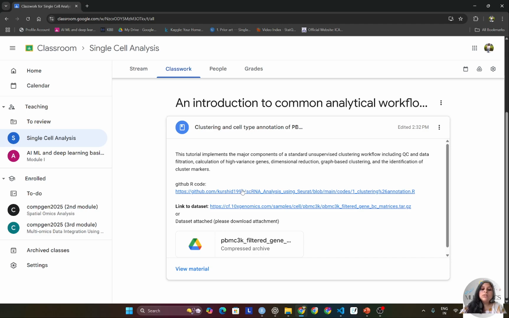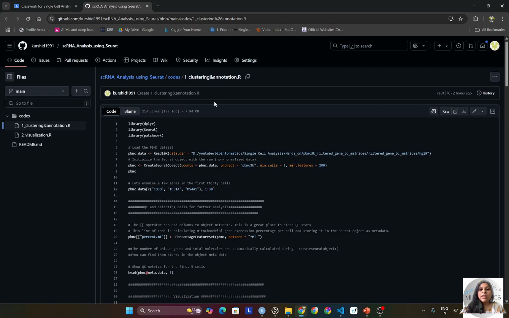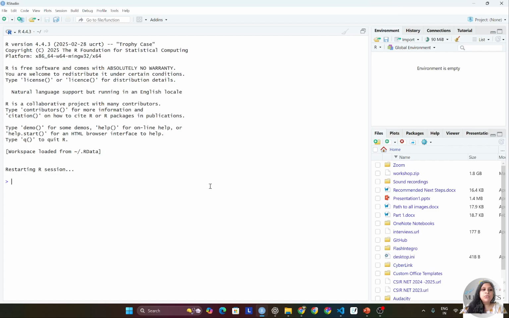Okay. So here's the GitHub code. You just click on this and you'll land on my GitHub page where you get this code. This is the first code in this series, and this is clustering and annotation. So you can just copy and paste. I would ask you not to copy and paste the script all at once. You can copy and paste it either line by line, or in chunks, right? So that you can easily move forward.